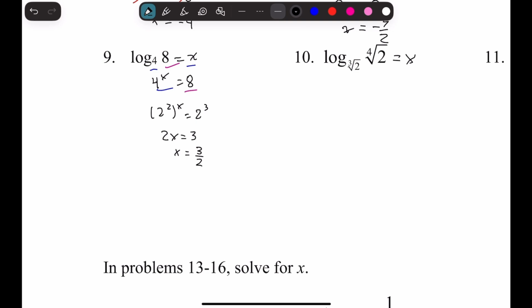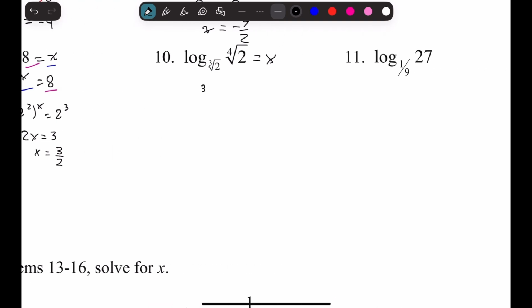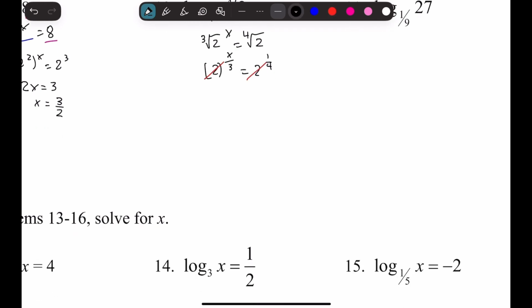Here, this is going to be equal to x. This is going to be 3 root 2 to the power of x is equal to square root of 2 to the 4th. And then this is going to be 2x over 3 is equal to 1 over 4. And you can see that the bases are the same here again. So that's just going to be x over 3 is equal to 1 over 4. Multiply both sides by 3 to cancel that out. So now you just have x is equal to 3 over 4.